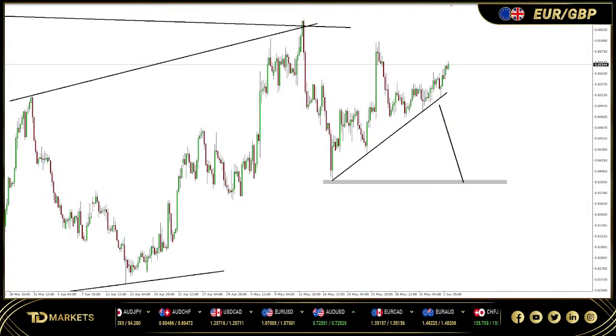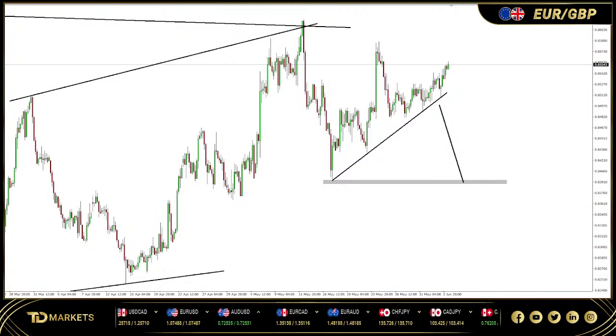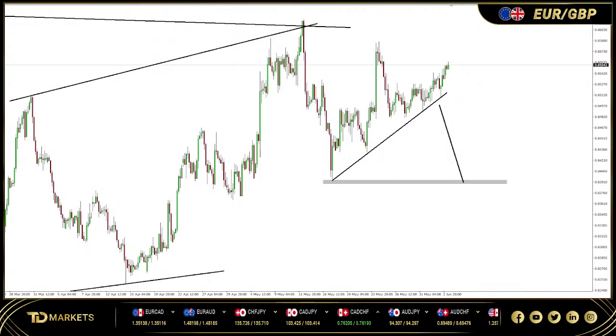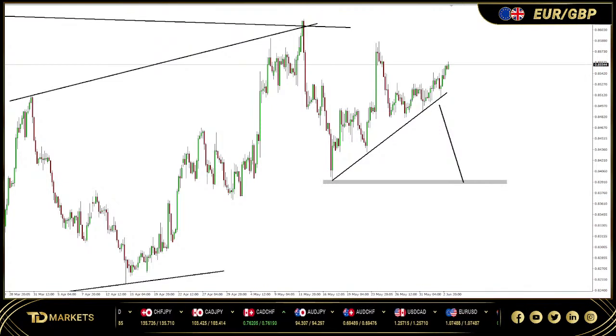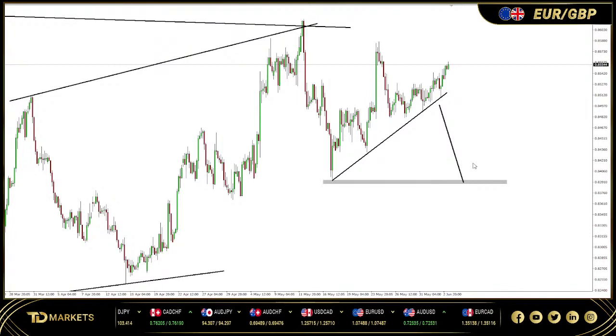And the last one we have here is Euro GBP. It's still moving in that channel. We don't see any impulse to the upside. The market is still within the channel to the upside. It's a little bit slow. Euro GBP has been a little bit slow lately, and it has not dropped the way we anticipated it to drop. So still keeping an eye on this one.